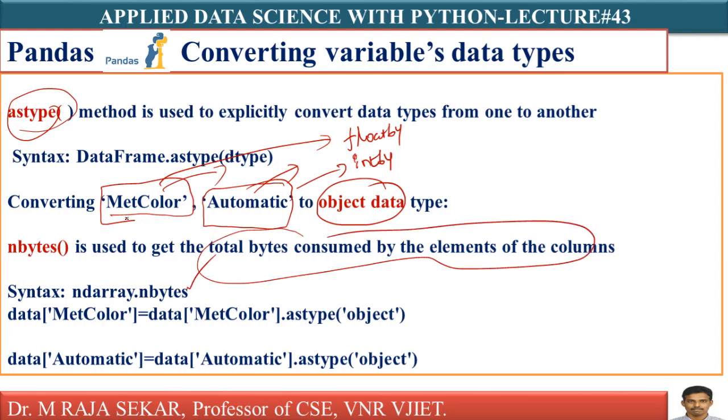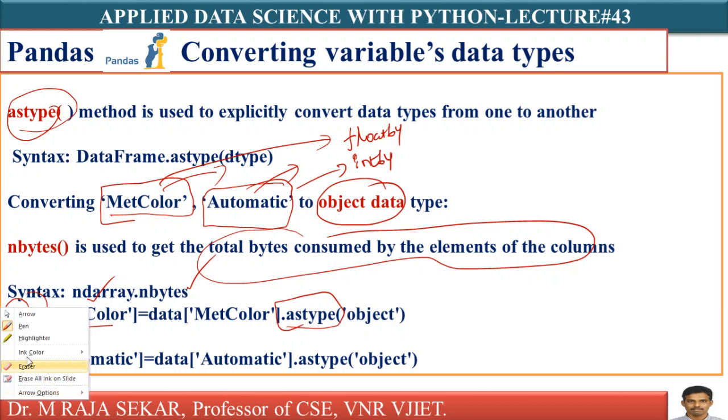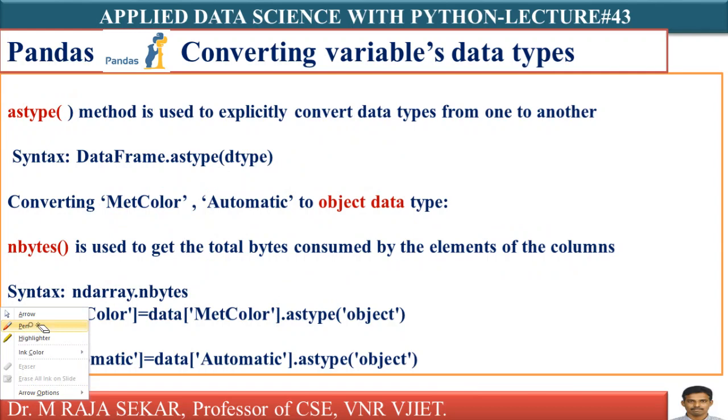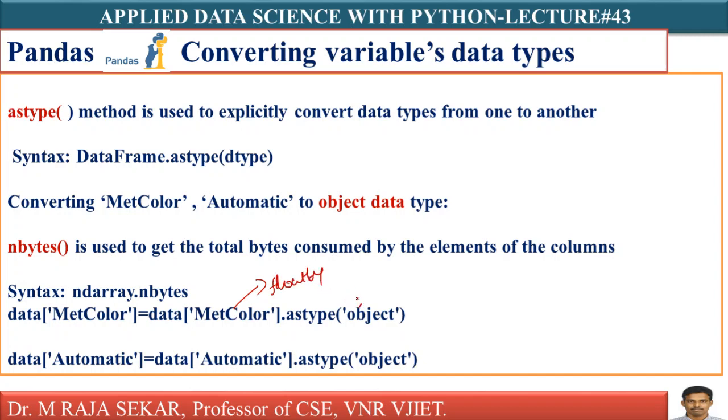Before that, let me discuss converting the data type. How will it be? data is my data frame name, metallic color is its column name. data of metallic color dot astype object means we are assigning it to the same variable. Therefore, what does it mean? The original data frame will reflect these changes, isn't it? Just see, what is the original data type of metallic color? Float64. This float64 is converted into object, and we are keeping it in data of metallic color, which means the original data frame column will get updated.